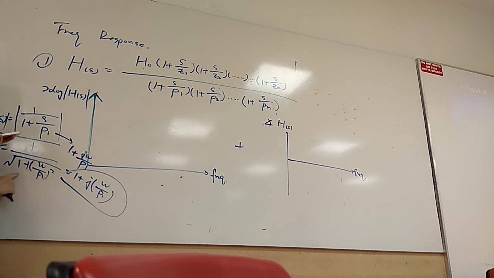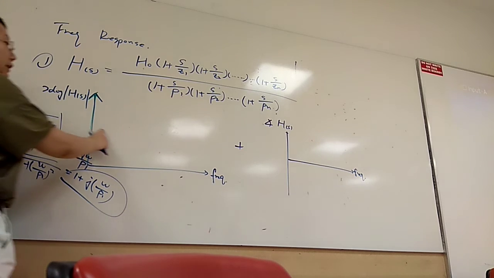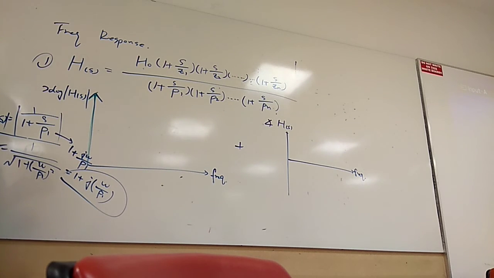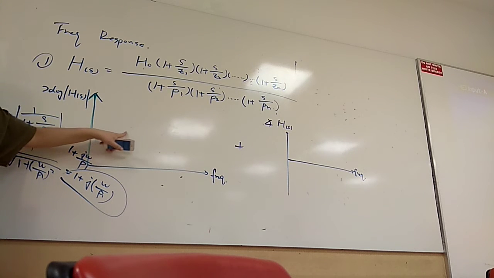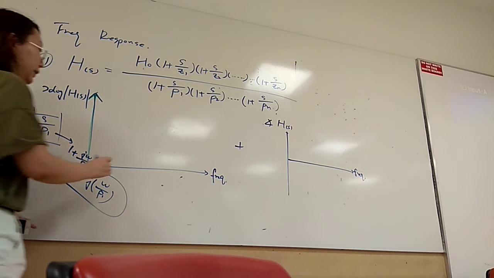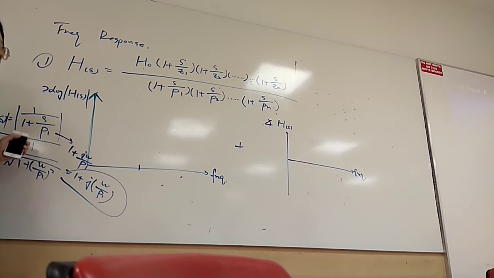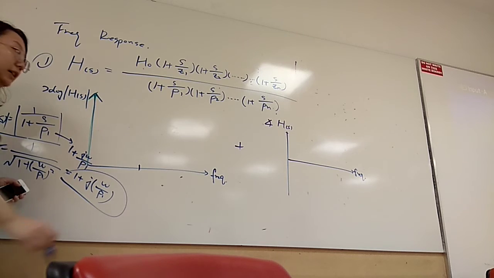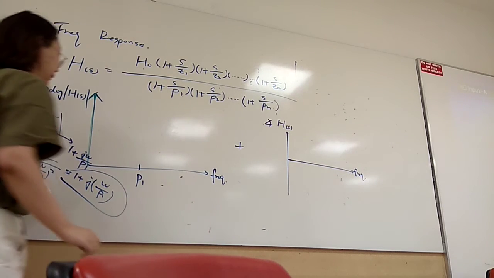Okay? So if this one is the magnitude of your transfer function, how are you going to plot it here? This one is the magnitude of your transfer function, right? So how are you going to plot it in this graph? Just enable the poles. Yes. First thing first, you need to identify your pole. What's the pole for this transfer function? P1, right? Okay, so P1 is a pole.